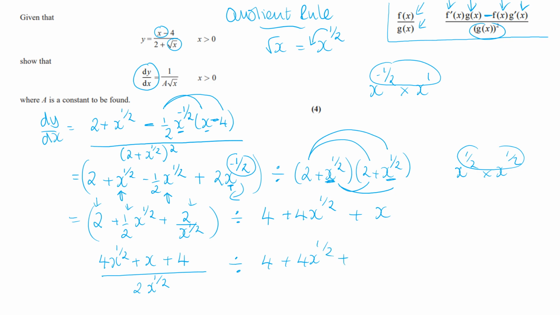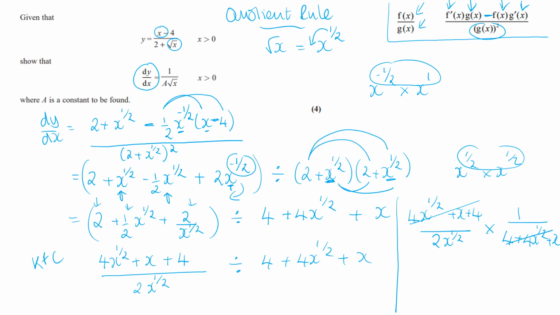4 plus 4x to the half plus x. And now we can see what's going to happen when we have a fraction divided by something. We're going to use keep, flip, change, KFC. You're going to divide and turn that term upside down. So we're going to have 4x to the half plus x plus 4 all over 2x to the half times 1 over 4 plus 4x to the half plus x. And we can see we've got exactly the same term top and bottom, so they can cancel. So this will be 1 over 2.